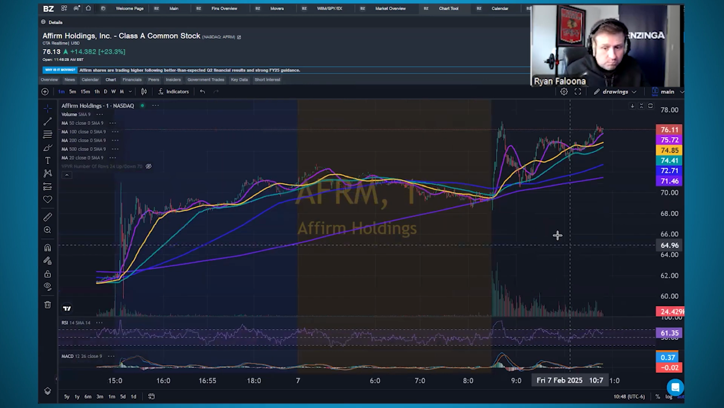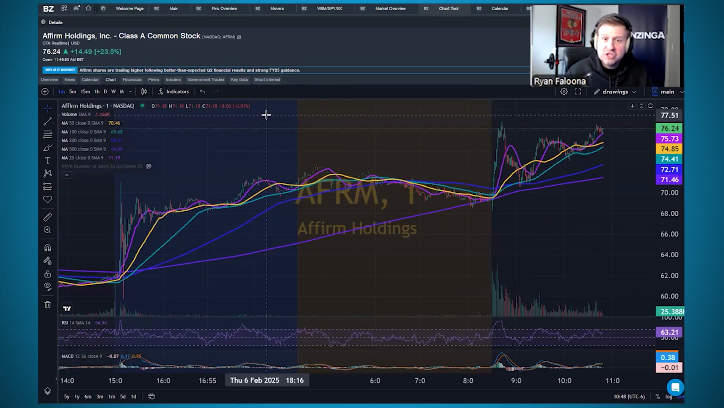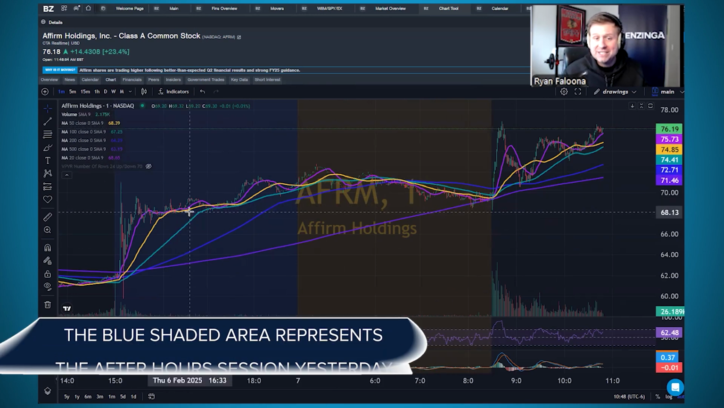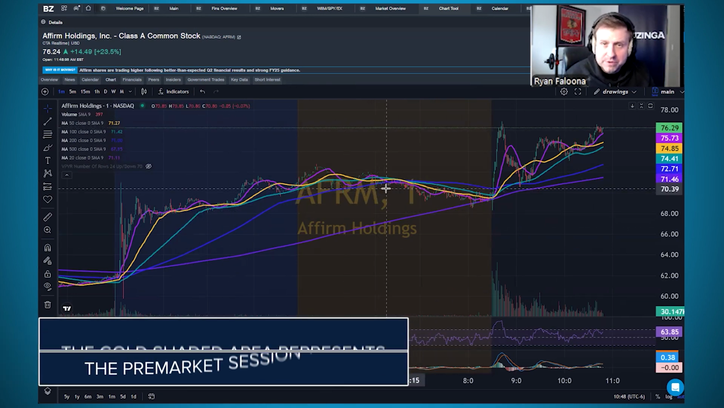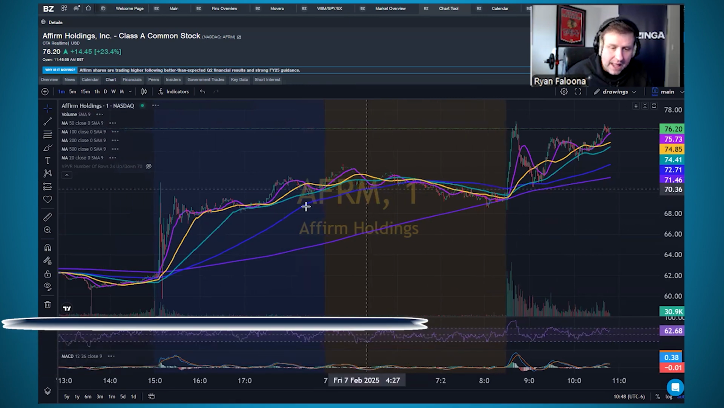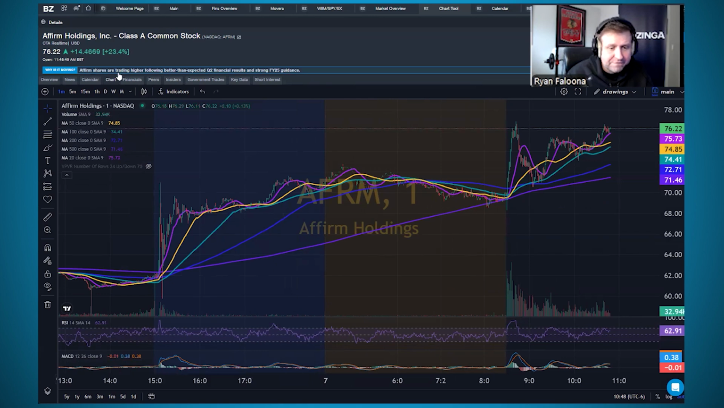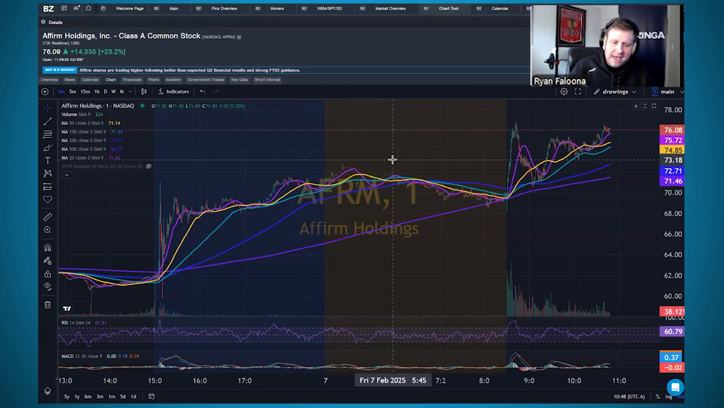Okay, here we go. First of all, just know what you're looking at. The blue shaded area represents the after hours session yesterday. The gold shaded area represents the pre-market session here today. And you can see that this stock popped. Thanks to Benzinga Pro here, we can tell that Affirm shares are trading higher following better than expected Q2 financial results and strong fiscal year 25 guidance.